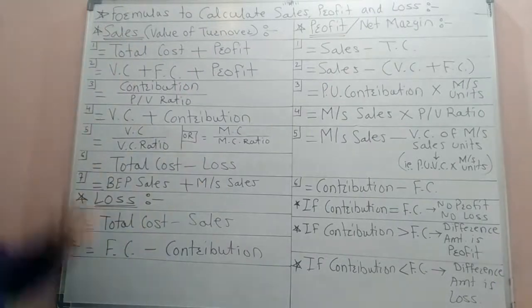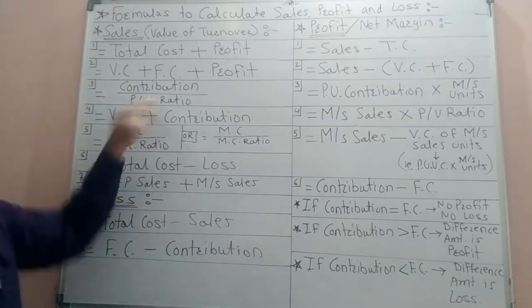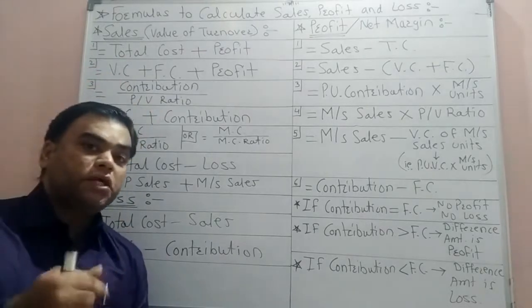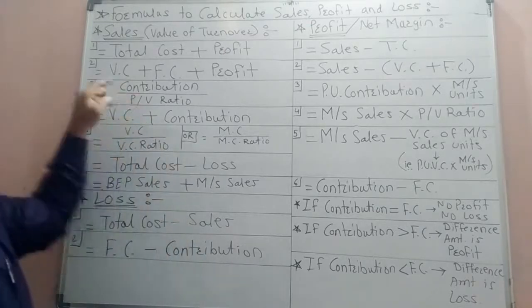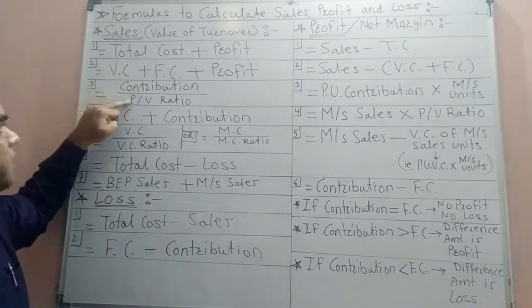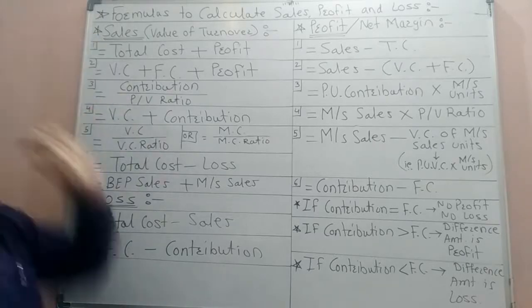Next, sales is equal to contribution upon PV ratio. PV ratio means contribution to sales ratio. That's why when we divide contribution by PV ratio, or contribution to sales ratio, then we get the amount of sales.